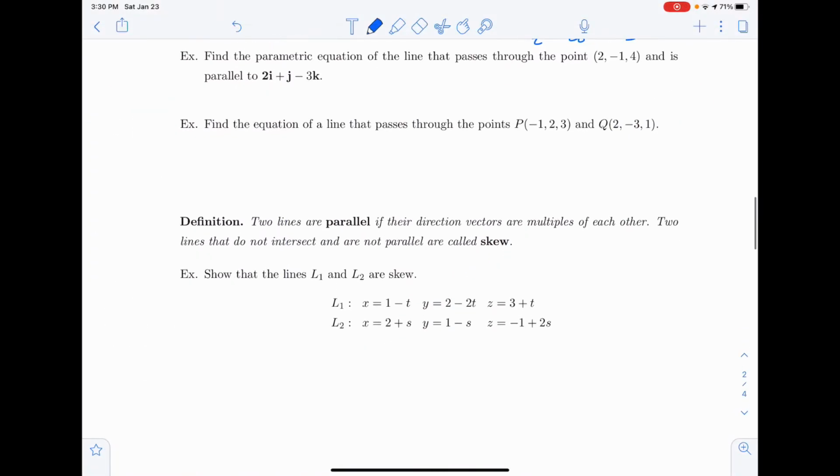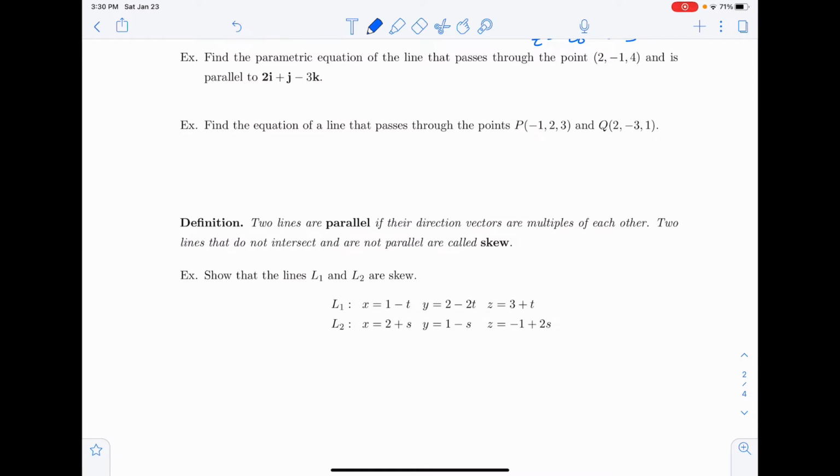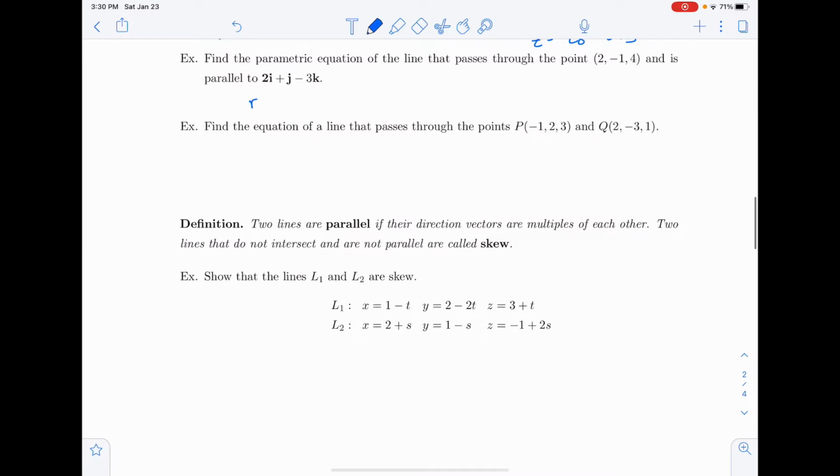We can ask some simple questions about finding the equation of a line. For example, find the parametric equation of the line that passes through the point (2, -1, 4) and is parallel to the vector 2i + j - 3k. So r(t), in this case, is going to be the point (2, -1, 4), and then we're going to add to that the vector v, which is (2, 1, -3), times t.